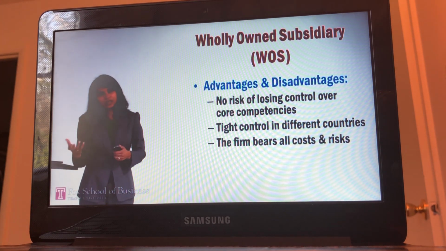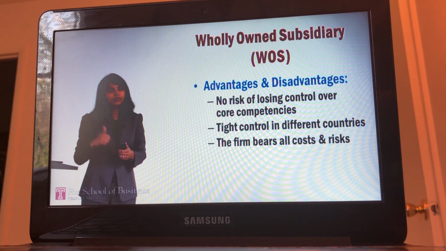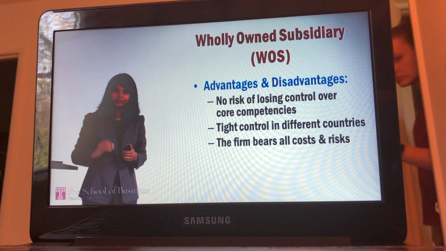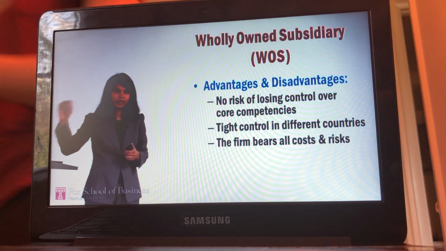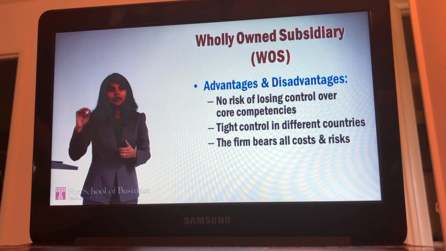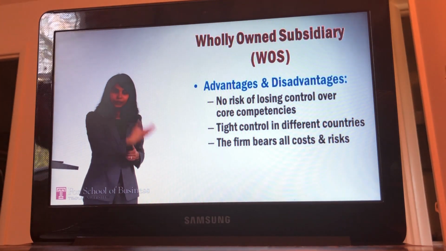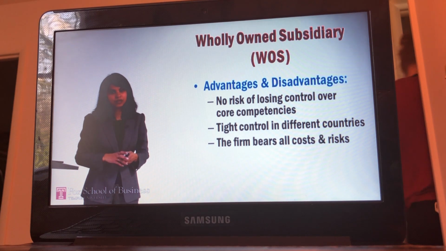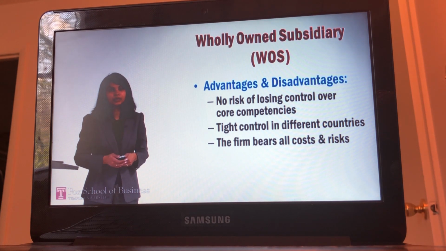And wholly owned subsidiaries could be formed in two ways. Greenfield ventures, that is when you go into a foreign country and start from scratch. Take the permission from the government, buy land, build up the factory, everything. Or you can acquire a local firm and form a wholly owned subsidiary by fully dominating the ownership of that firm.